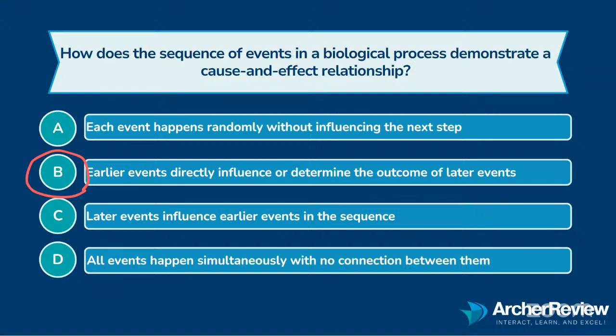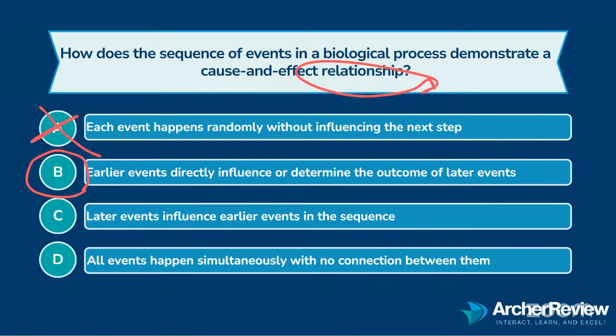And if you're familiar with cause and effect relationships, even if it's not in a biological process, you can apply that logic again that something causes an effect, right? So something early causes something to happen later. All right, let's take a look at our other answer choices. A, each event happens randomly without influencing the next step. If that was the case, there would be no relationship, right? If everything was happening randomly, there wouldn't be a relationship. And so that's what makes A incorrect.